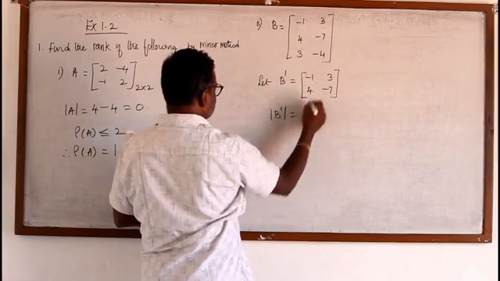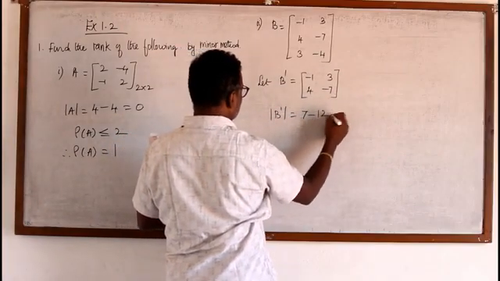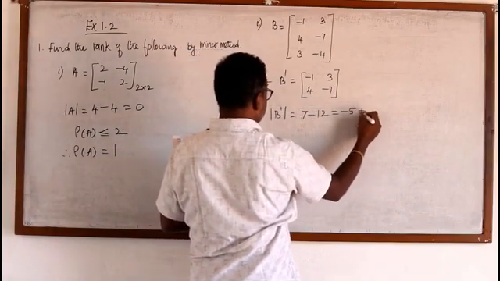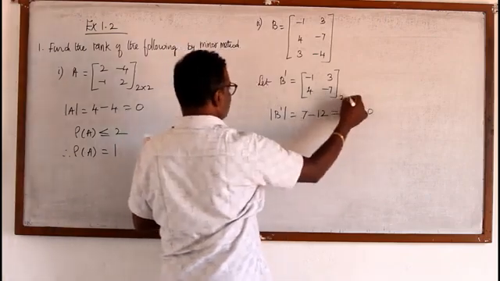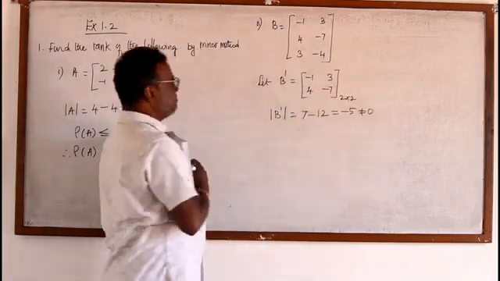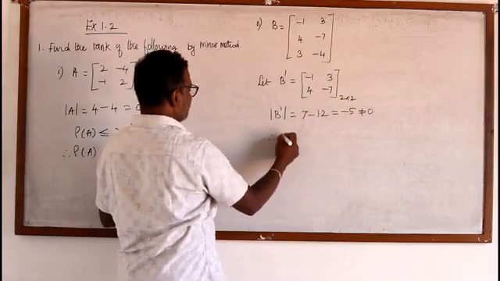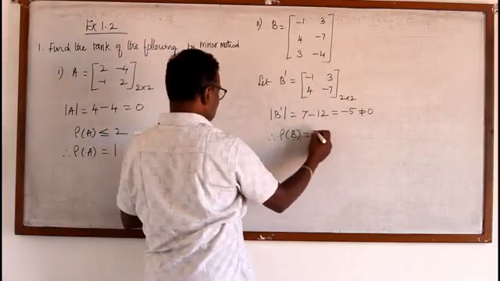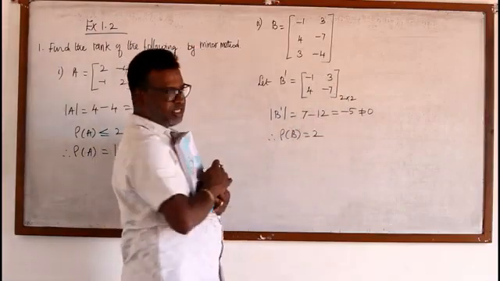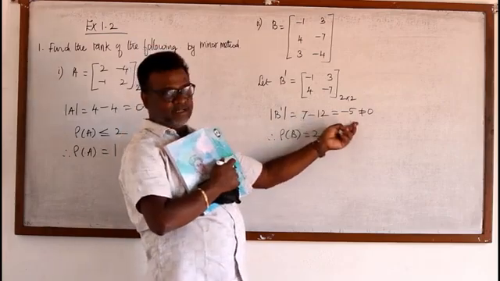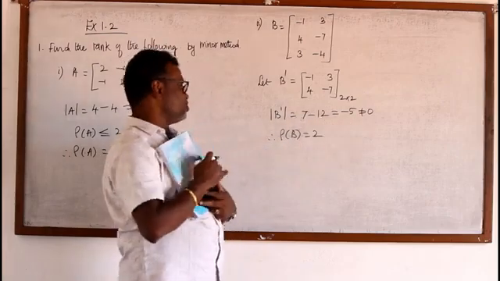the modulus of B dash is 7 minus 12, which is minus 5, non-zero. Therefore your 2 cross 2 minor is becoming non-zero. Therefore rank of B equal to 2, because at the 2 cross 2 minor only, I did not get 0. Therefore, rank of B is 2.